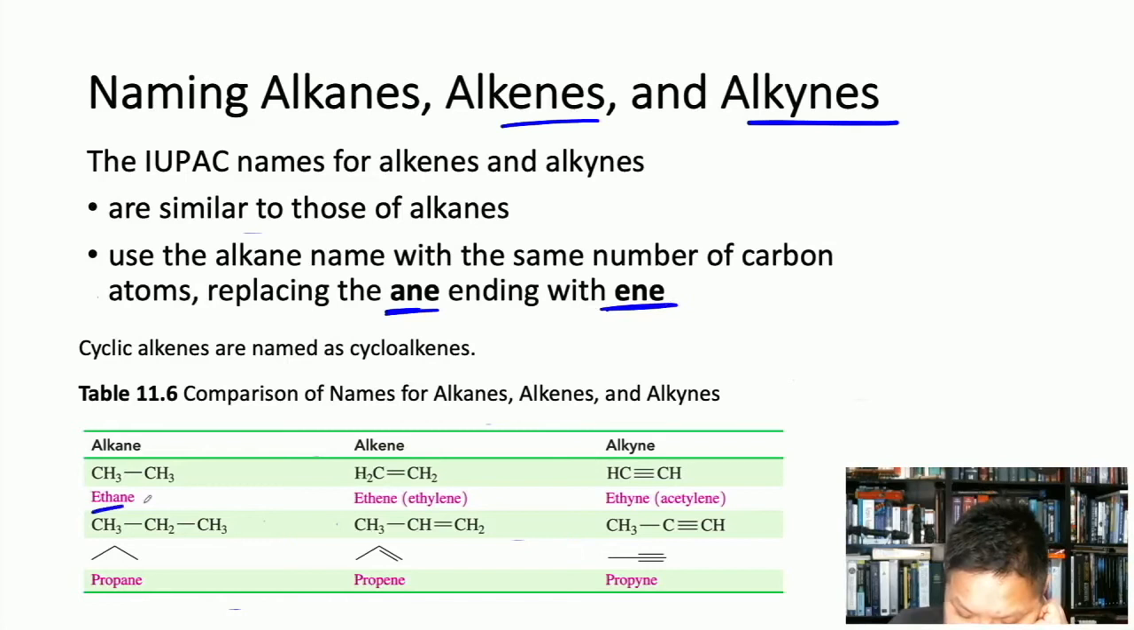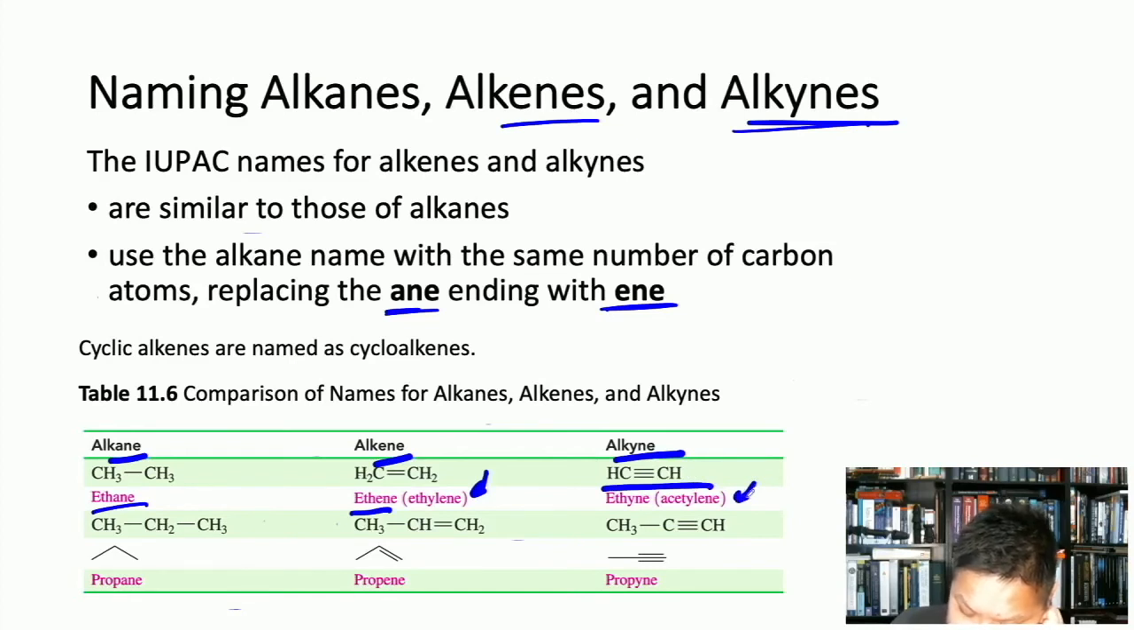So here we have an example of ethane. If it's the alkene version, it's called ethene, right? Or the more common name or traditional name is ethylene. For alkynes, same thing. Instead of ane for alkane, ene for alkene, we would go with yne, or ine rather. So here is ethyne, right?